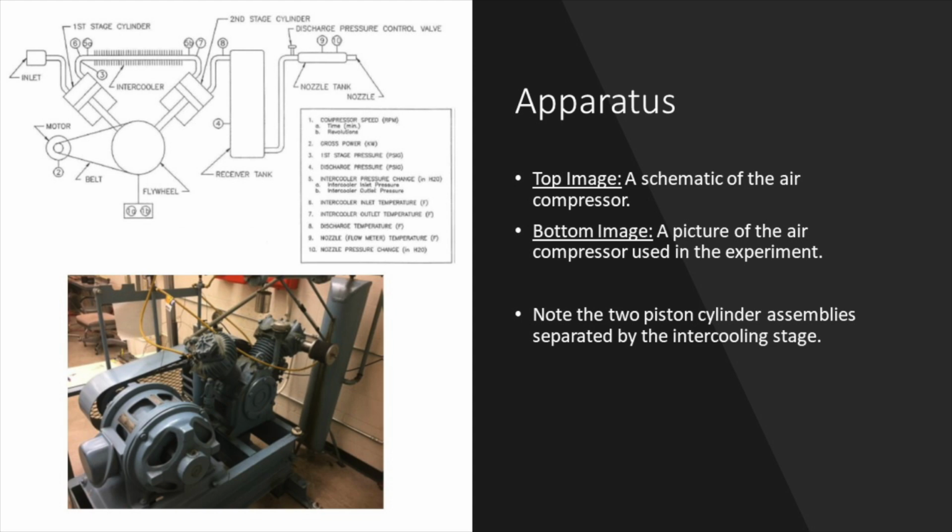Here is a picture of the air compressor schematic along with a picture of the air compressor used in the experiment itself. The schematic better shows how the pistons and the intercooler are arranged and how they interact as air transfers from one stage to the next. It also shows where there are thermocouples and temperature gauges and pressure gauges along the system, along with the pressure tanks and the discharge nozzles. It also shows how the motor interacts with the pistons through a belt and flywheel.